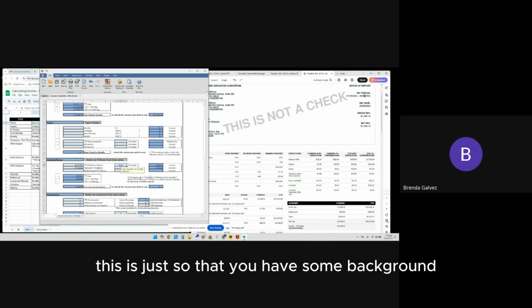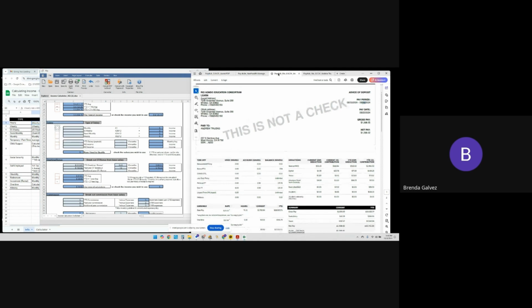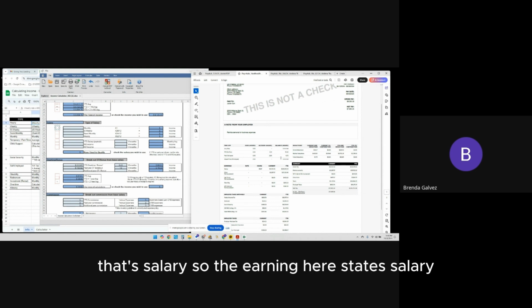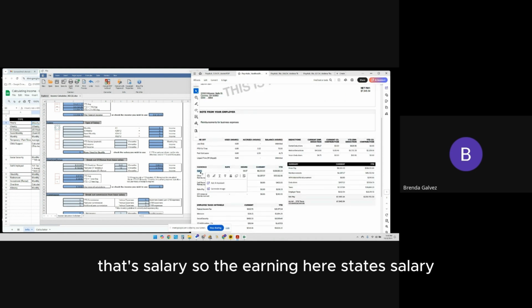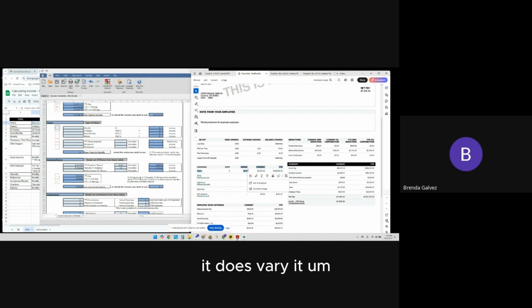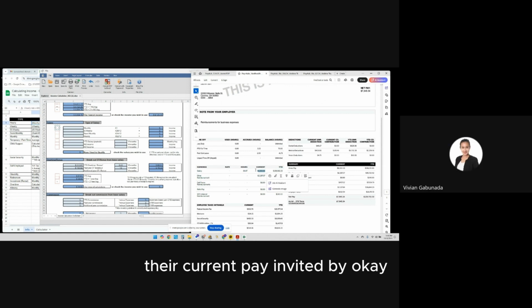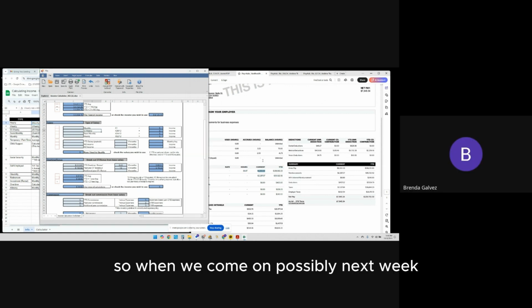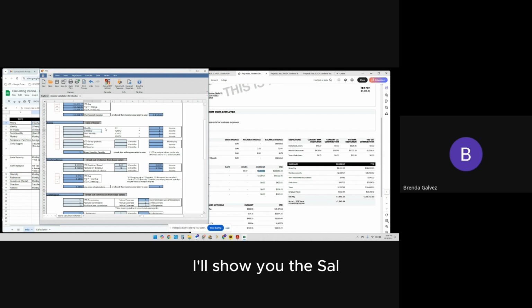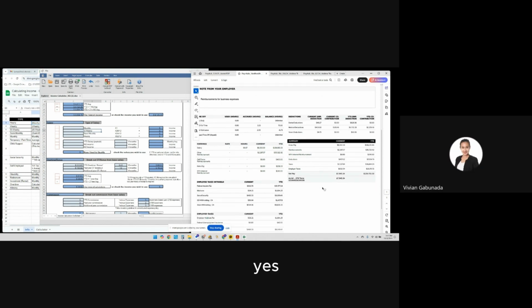Like I said, this is just so that you have some background into income. So we're not going to do salary today, but just so you know, we'll do salary at a different time. But just so that you see a quick pay stub, that's salary. So the earning here states salary. The rate amount is blank. The hours do vary. But what we're going to go based off of is their current pay divided by. Okay. So when we come back, possibly next week, I'll show you the salary and different pay stubs on salary. Yep. Okay. Any questions?